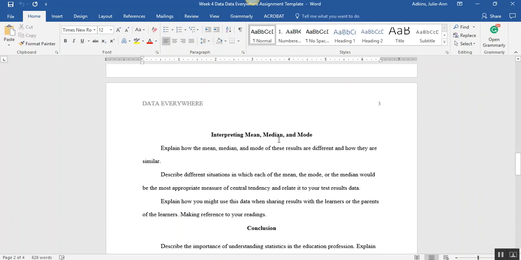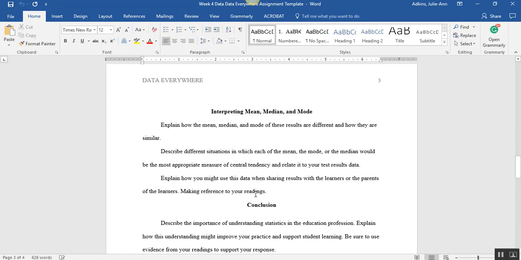Then you're going to interpret the mean, median, and mode. Explain how the mean, median, and mode of these results are different and how they are similar. Again, use chapter 9 of your text to help support you. And then describe different situations in which each of the mean, the mode, or the median would be the most appropriate measure of central tendency and relate it to your test data. So basically, how would each of these different measures of central tendency be used in different situations?